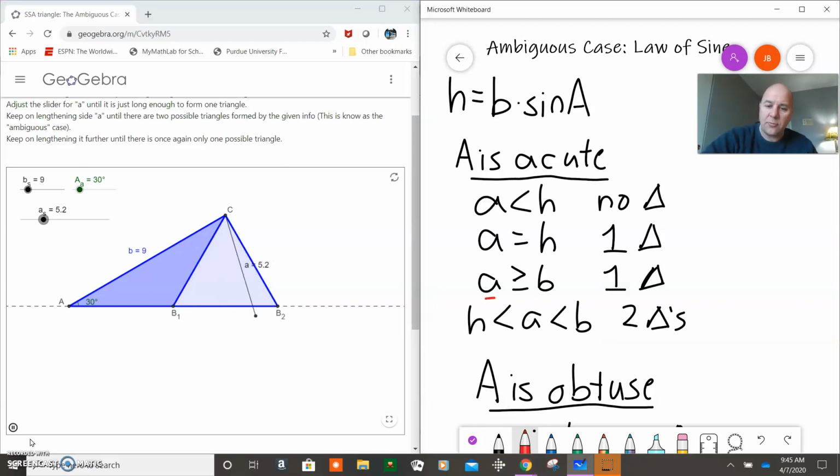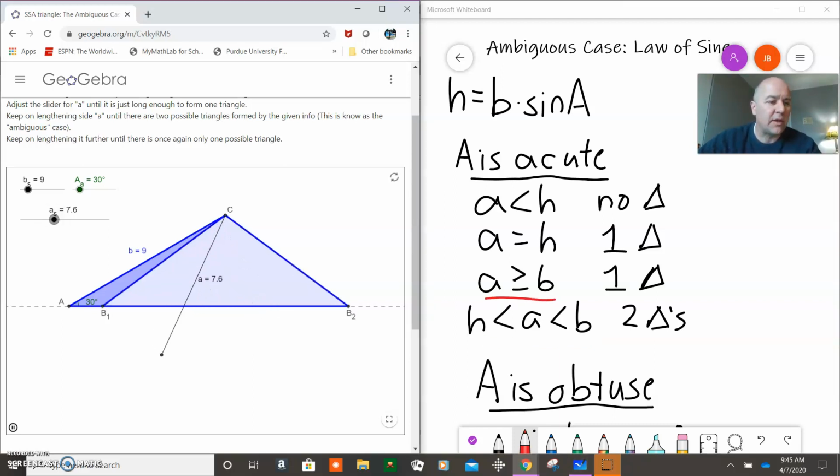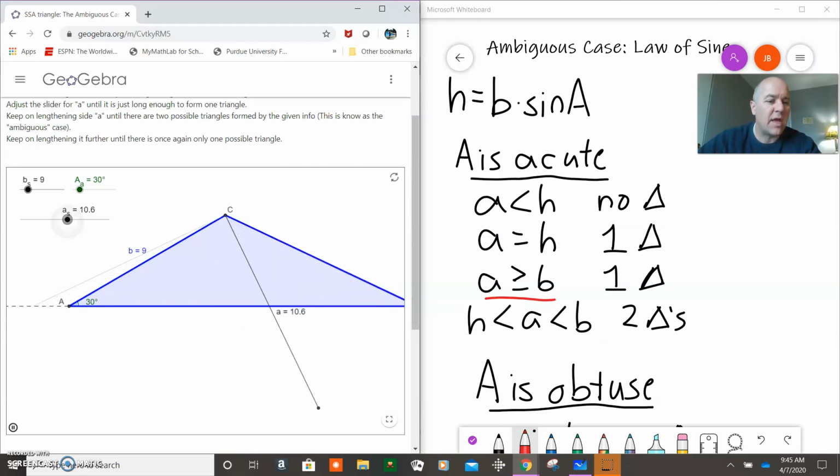And the last one here, when a is greater than b, so I've got to slide this so it's greater than 9. As you can see right there, it's greater than 9. It only makes one triangle, on the right-hand side. When this swivels and goes back to the left-hand side, we can't make a triangle on the outside of that 30 degrees. It's not even possible. So again, when you get this case, we only have one triangle.